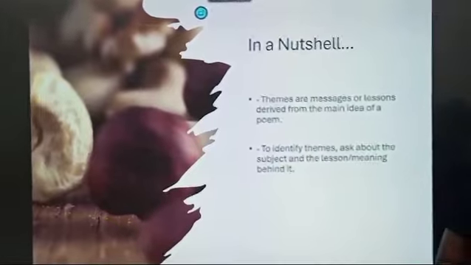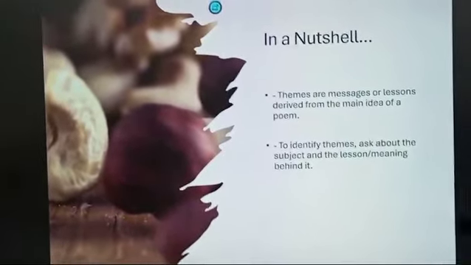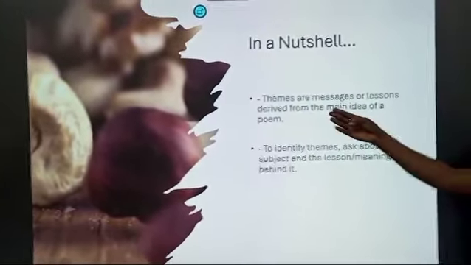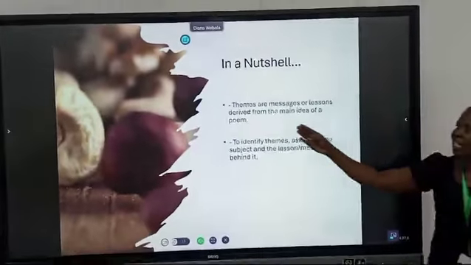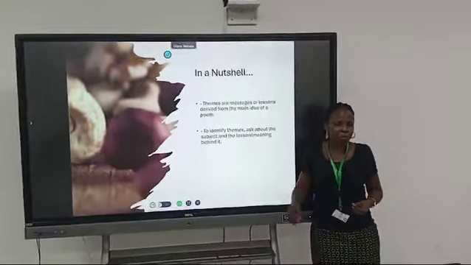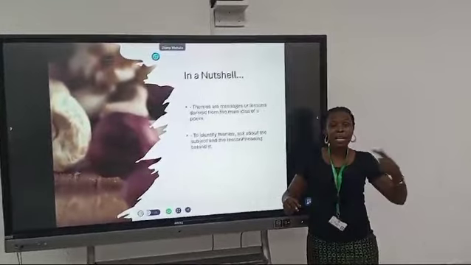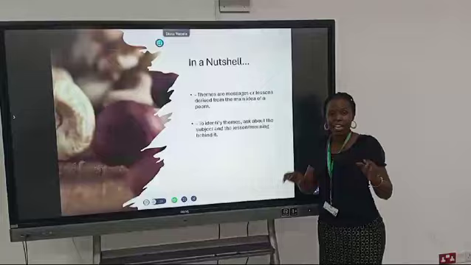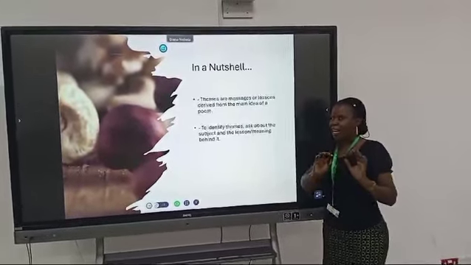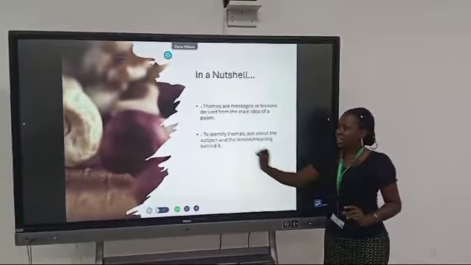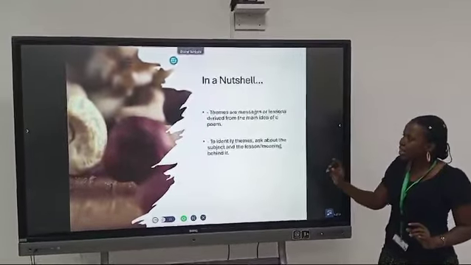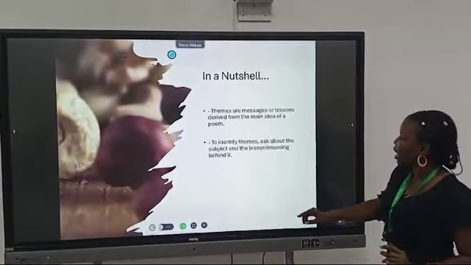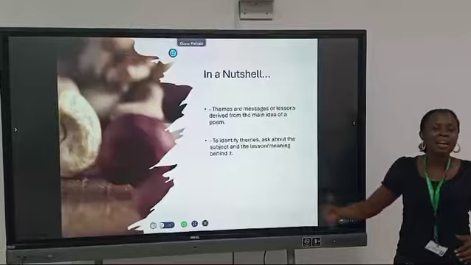So in a nutshell, this is what we've learned about identification of theme. Number one, themes are messages or lessons derived from the main idea of the poem. Back to our poem, main idea, love, but the theme derived from that main idea: love is irresistible, love is enchanting. Number two, to identify themes, ask about the subject and the lesson or the meaning behind it.